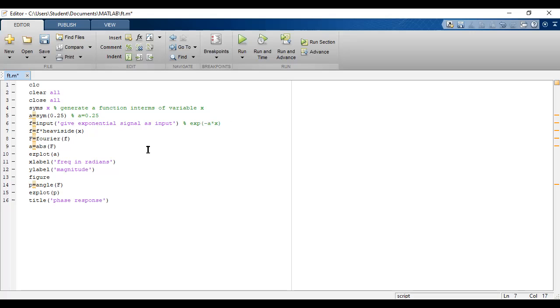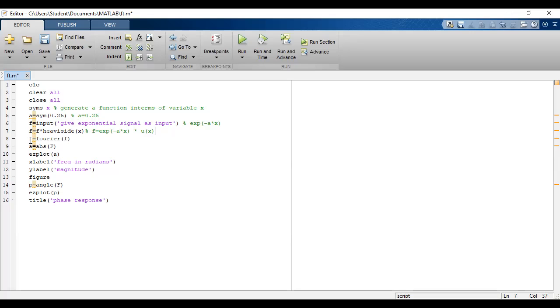Heavy side of x. So here now f is going to be exp of minus a into x into u of x. This is my input signal, like e power minus at into u of t. For this, you have to do the theoretical calculations also. Whatever Fourier transform will be there in theory part, same thing you have to get in the program also.